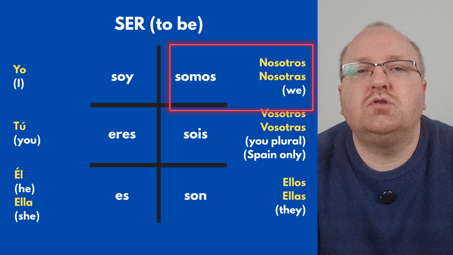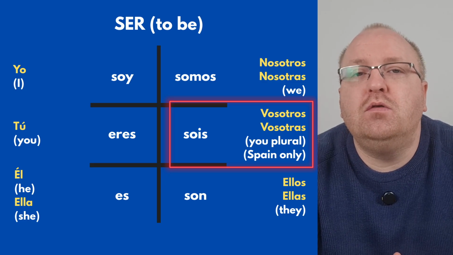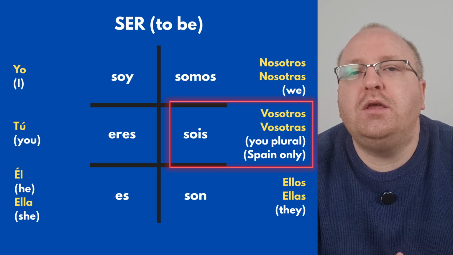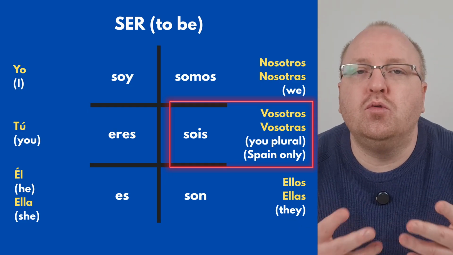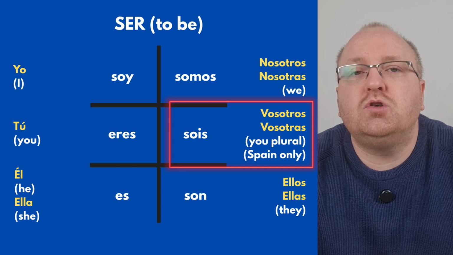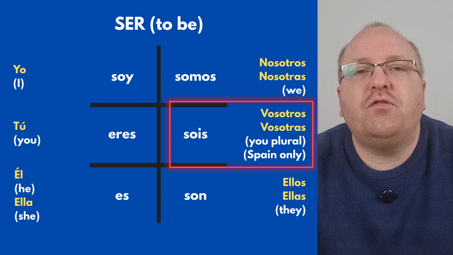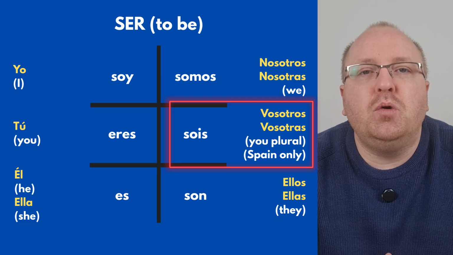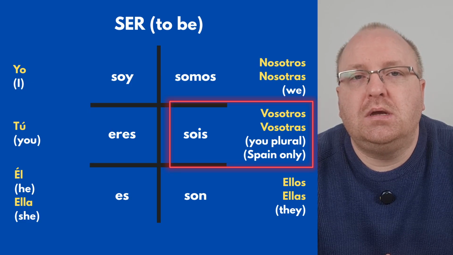Now the next one on the list is only used in Spain. It's never used in Latin America. It's a plural word for you. Now it's used when you're addressing two or more people. So you can think of it as meaning you all or you plural. So to say you plural are in Spanish, it's vosotros sois. Now that's for when you're addressing a group of males or a mixed gender group. And if you were addressing a group of only females, it would be vosotras sois.